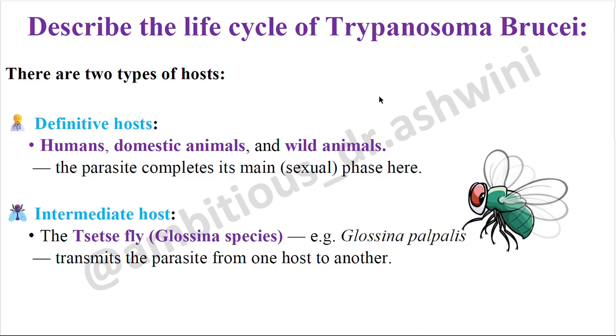Now we will see the life cycle of Trypanosoma brucei. There are two types of hosts: definitive host, humans, domestic animals, and wild animals. The parasite completes its main sexual phase here. Intermediate host, the tsetse fly, Glossina species, for example, Glossina palpalis, transmits the parasite from one host to another.